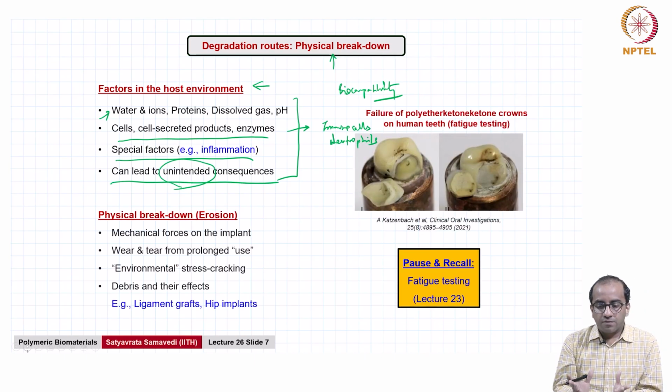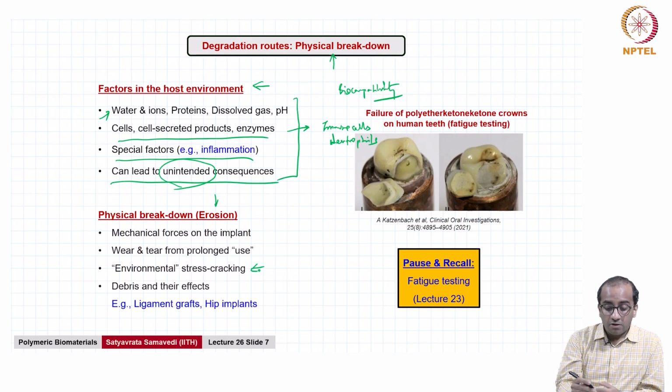So, one mechanism through which biomaterials can degrade is simply physical breakdown or erosion, right. This is typically seen with mechanical forces acting on the implant. This could be wear and tear from prolonged use. It could also involve environmental stress cracking, examples of which we will look at in just a bit. And what you have to consider there is the debris that is formed and its effects. These would typically be relevant in biomaterials and devices that are subject to mechanical loads, particularly repeated loading, right, such as ligament grafts, hip implants and so on.